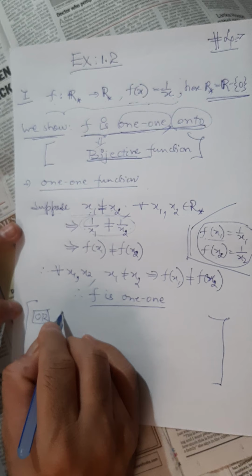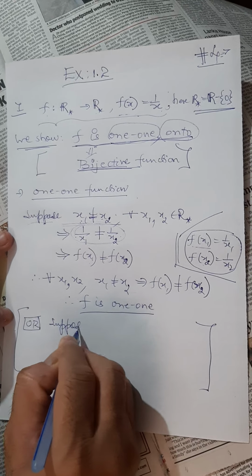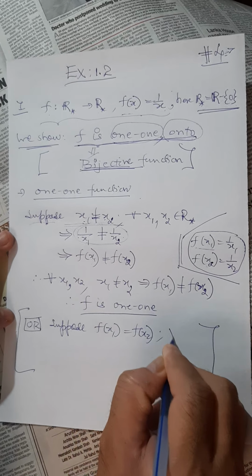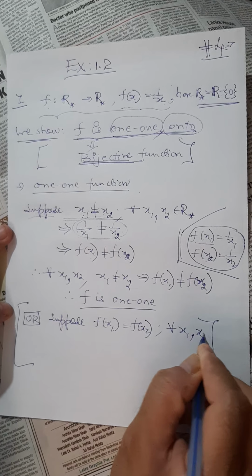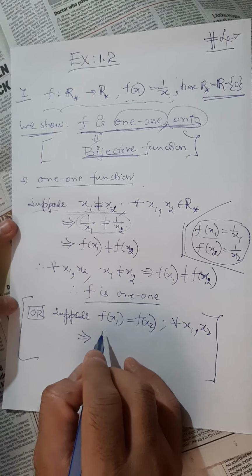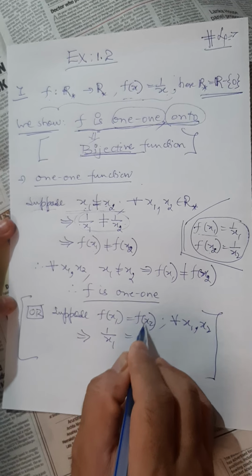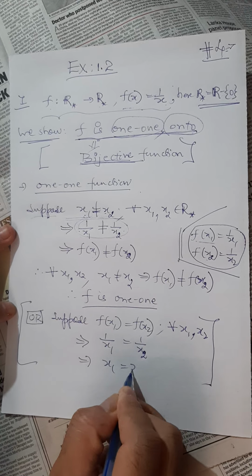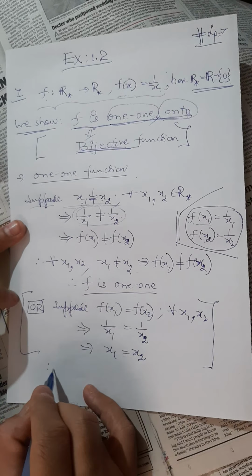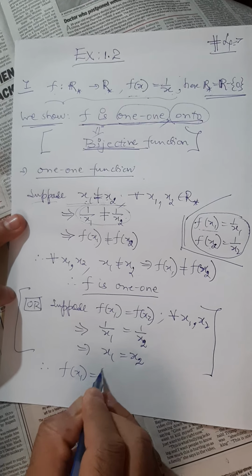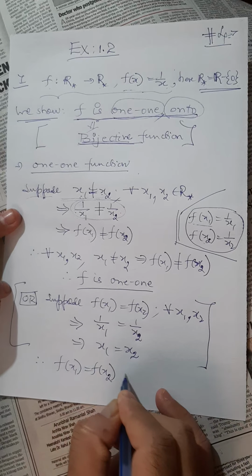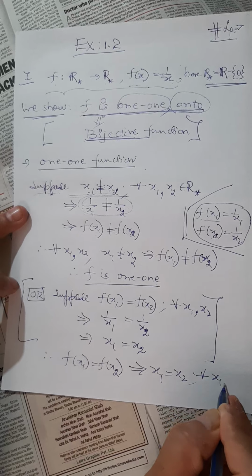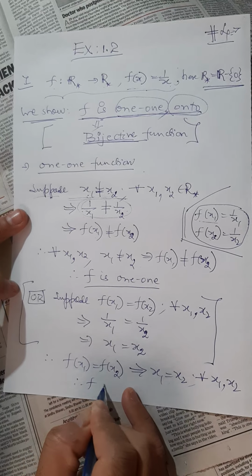Remember, suppose you have f of x1 equals f of x2 for every x1, x2. Now write the meaning of f of x1, that is 1 upon x1, and the meaning of f of x2, 1 upon x2. Take the reciprocal on both sides. So x1 equals x2. So what you have shown is that whenever f of x1 equals f of x2, it implies x1 equals x2, and this is true for every x1, x2. And therefore f is 1-1.